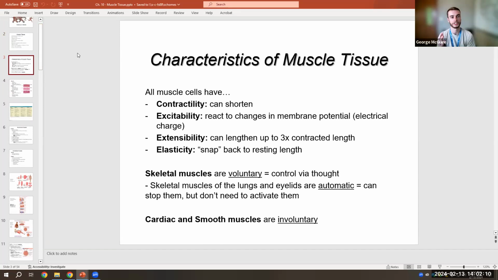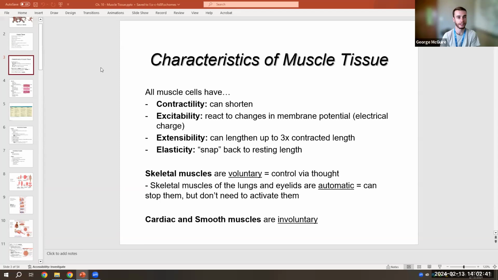So all of our muscle tissue, whether it's skeletal, smooth, or cardiac, have these four characteristics in common. All of them have contractility, meaning they can shorten, which is how our muscles perform their action by contracting and shortening, thus pulling the two ends of that muscle together, or in a smooth muscle, kind of contracting the entire organ itself. They all have excitability, meaning they react to electrical impulses or changes in their membrane potential.